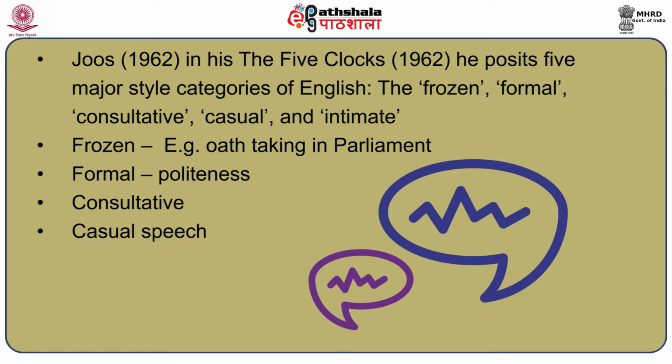The frozen form is shown, for example, when people take oath in parliament, or take oath for some post, then the language of the oath is frozen. It's the same language. Just the name is different, everything is the same. It's a frozen language. Formal language, we know that politeness, the aap form of Hindi. And then we have consultative, which is the tum variety. There's casual speech. There is intimate speech, intimate between friends. It doesn't only refer to pronouns, it goes into the whole gamut of language. So he has given some very interesting examples. Do read The Five Clocks by Martin Joos.